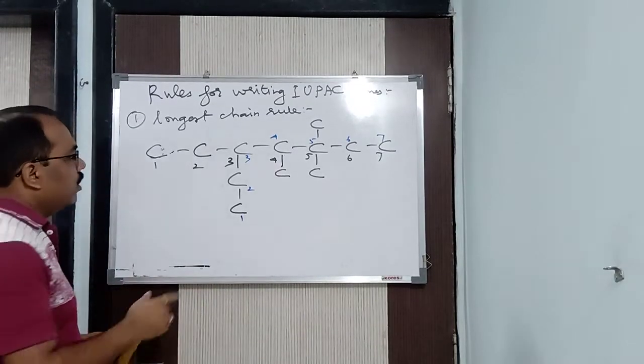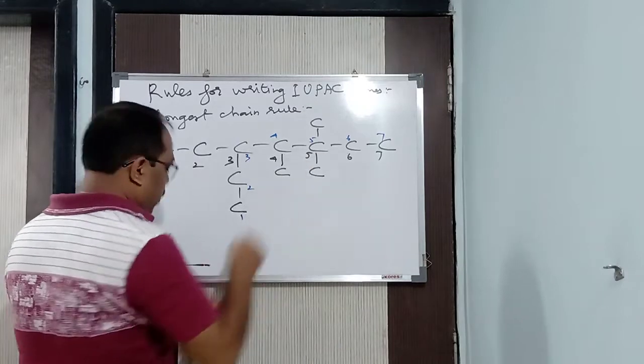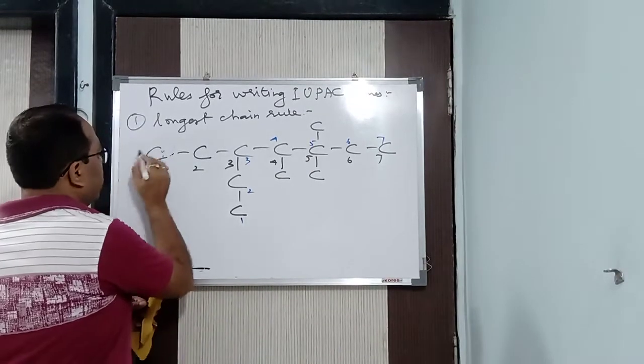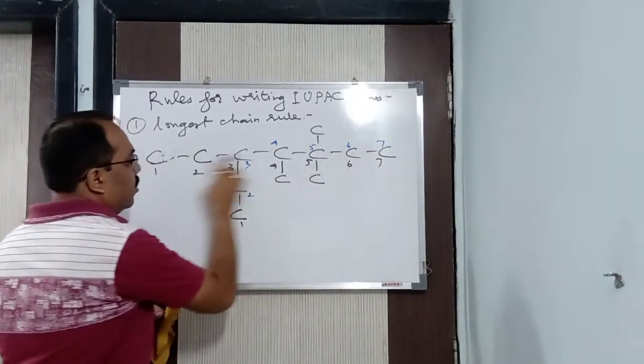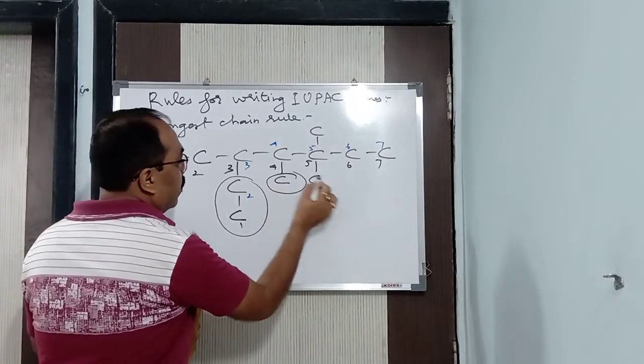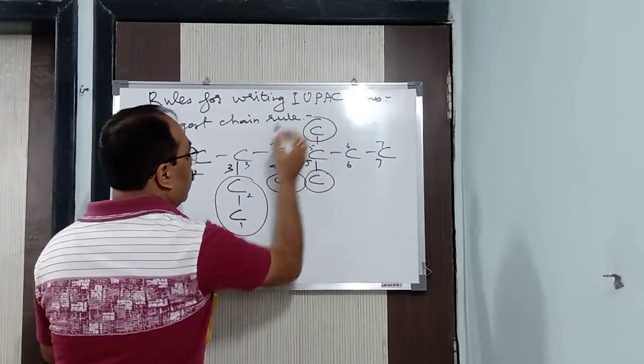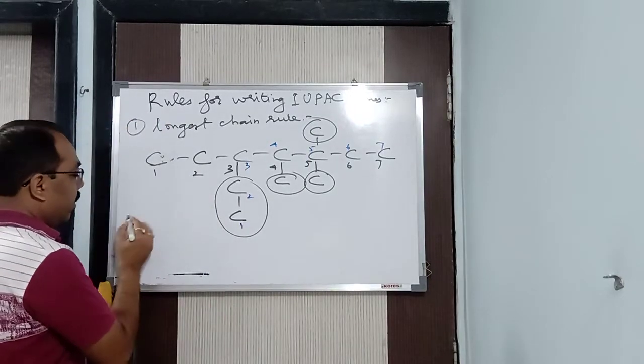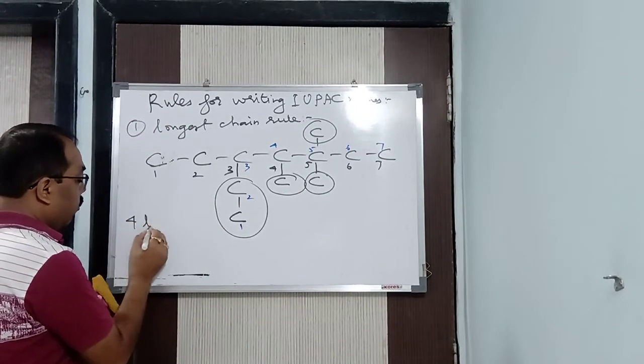So we will count it. First we will see the straight one. See, this one I will take as the longest chain. So how many branches are there? This is one branch, this is one branch, this is one branch and this is the fourth branch. That is 4 branches. How many branches do we get? 4 branches we get.